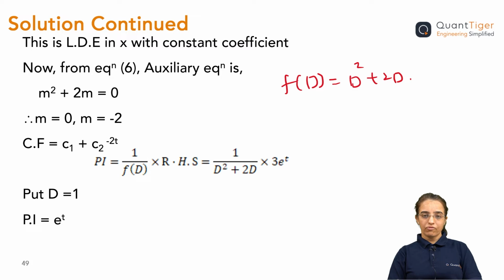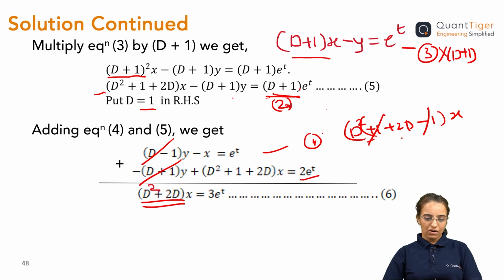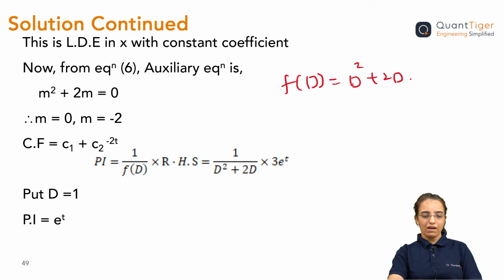So, from the previous equation which I called 6 here, this is nothing but f of D. So, this is what I got. Now, instead of D I will keep m and I will get the auxiliary equation. So, my auxiliary equation has come here. If I simplify this, I find its roots. So, I got m's value: m is equal to 0 and m is equal to minus 2.